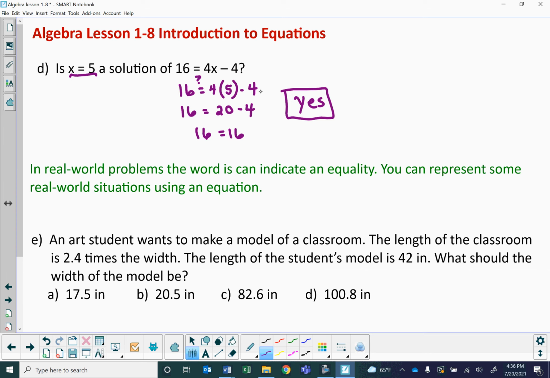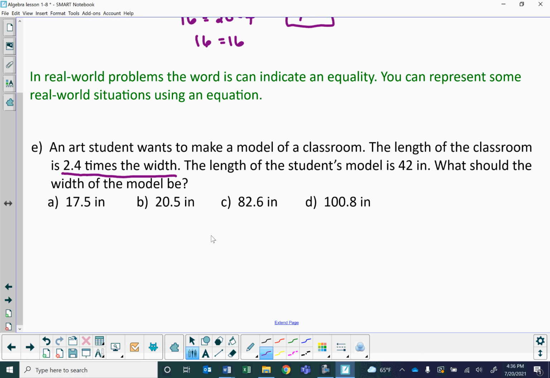Well, if the length is 2.4 times the width, that means that we know the width times 2.4 will equal my length. That much I do know. So I know that 2.4 times my width is equal to my length. If A, B, C, and D are all possible values for the width, I just need to plug them in.